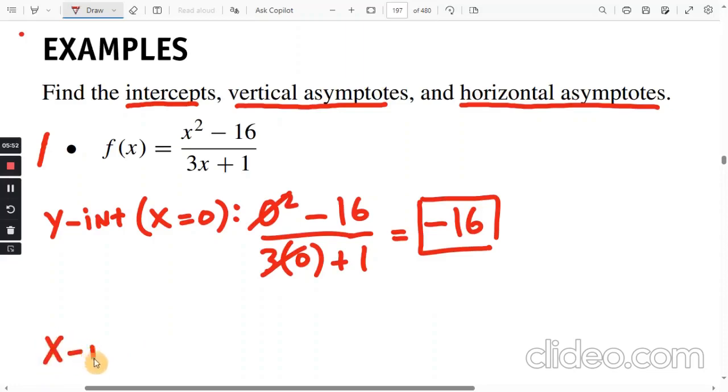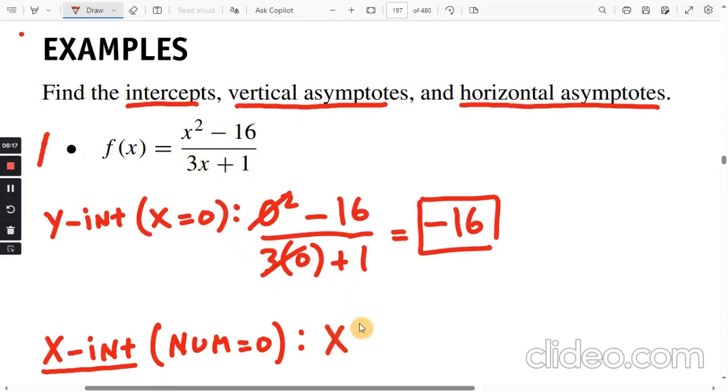And for the x-intercept, we said in the notes that you set the numerator equal to 0. That makes sense because if the numerator is 0 and it's 0 over something other than 0, then the whole thing is 0. So I'm going to let x squared minus 16 equals 0.